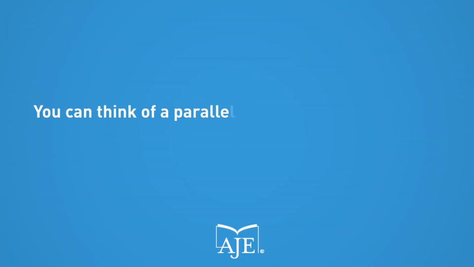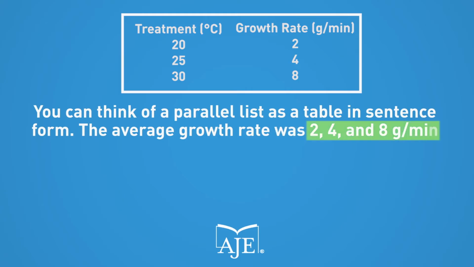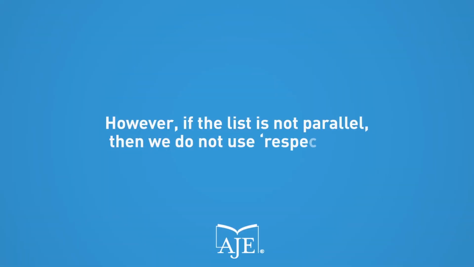In English, respectively means in precisely the order given, sequentially. You can think of a parallel list as a table in sentence form. The average growth rate was 2, 4, and 8 grams per minute in the 20, 25, and 30 degree treatments, respectively. However, if the list is not parallel, then we do not use respectively.